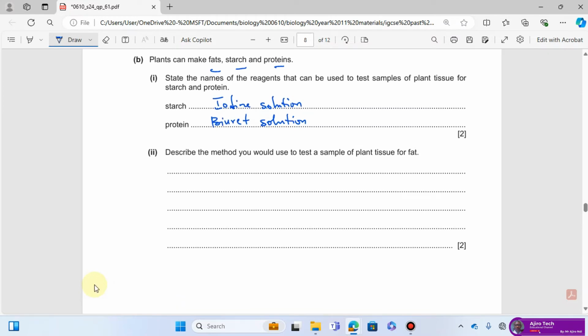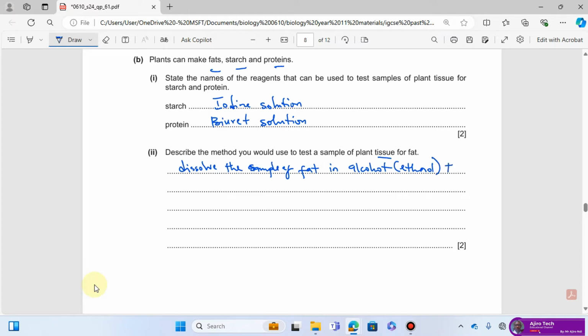Now it says describe the method you use to test a sample of plant tissue for fat. To test for fat, we can use the emulsion test, where we dissolve the sample of fat first in alcohol. The alcohol of course is ethanol.